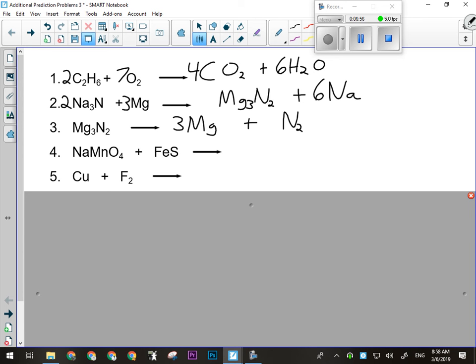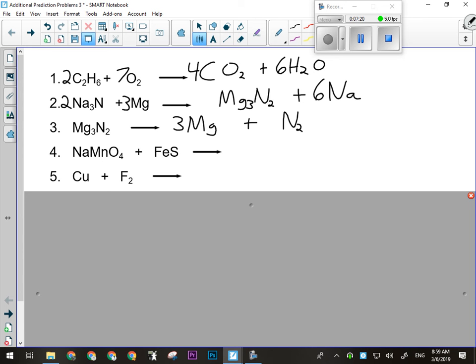All right, how many people are done number 4? Okay, let's have a look at that one. Okay, so in number 4, I have sodium permanganate and it's reacting with iron 2 sulfide. All right, so what kind of reaction is that? It's a double replacement reaction. These are both ionic compounds. They're metal and polyatomic ion, metal and non-metal. Okay, so they're definitely both ionic.